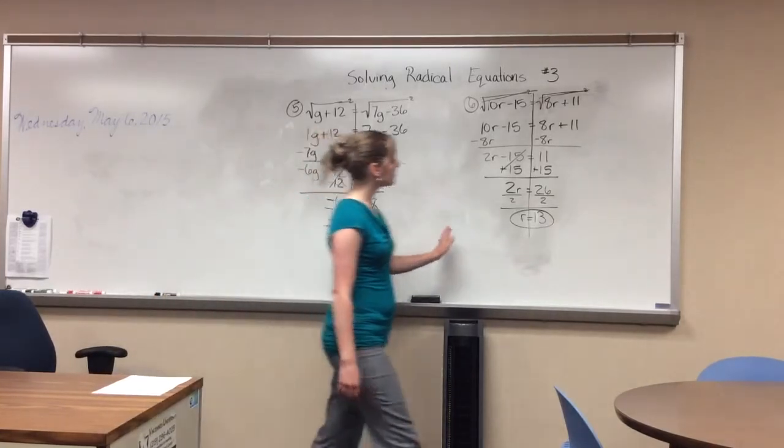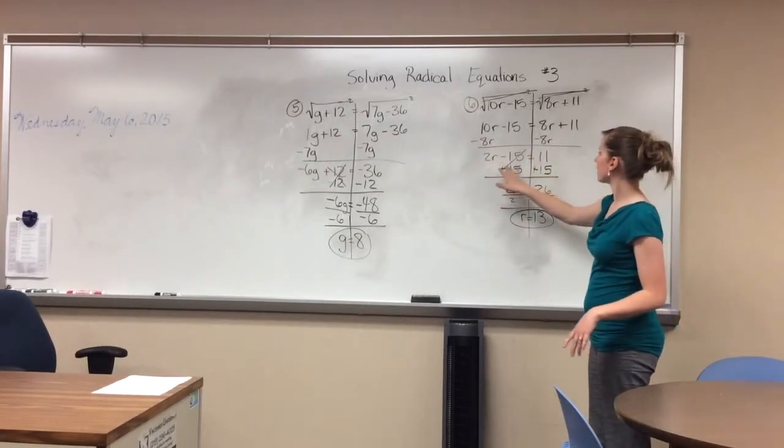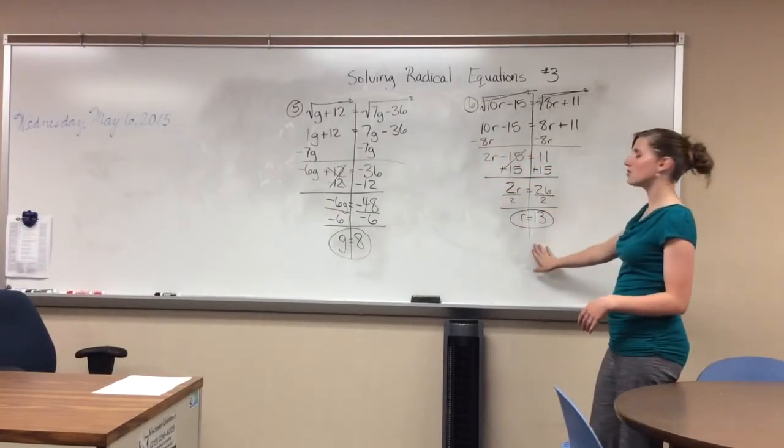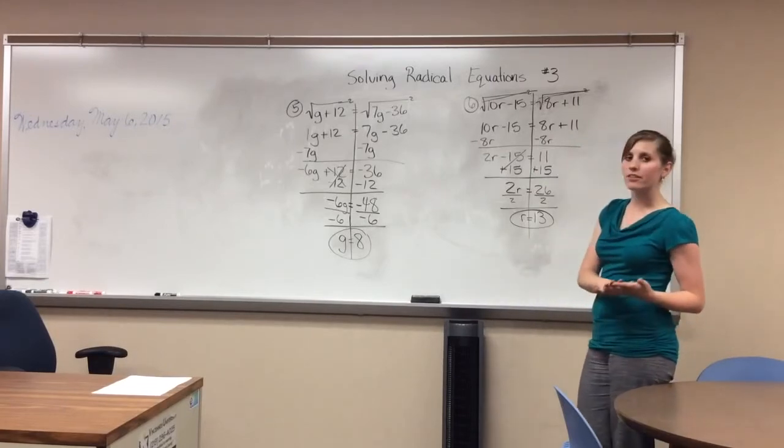And number 6, square both sides. Get your letters together, get your numbers together, and then divide. You should get that r equals 13. And this is the end of our lesson on solving radical equations.